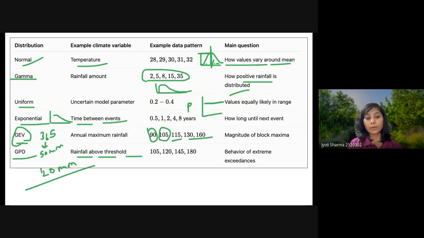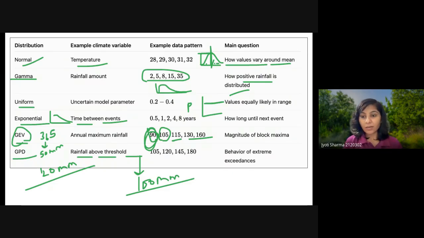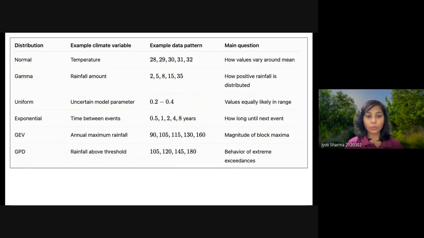Then we have the generalized Pareto distribution, where we have rainfall above a threshold. Let's say we keep the threshold at 100 mm. When the rainfall exceeds 100 mm, so 105, 120, 145, 180, see we are removing this 90. Then we fit the curve, and we will have this generalized Pareto distribution. So I think this is enough to define the distributions that we have.